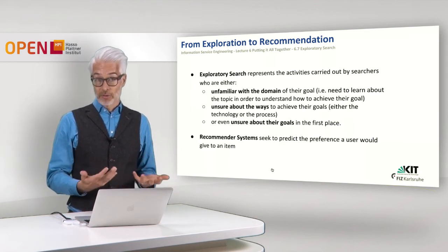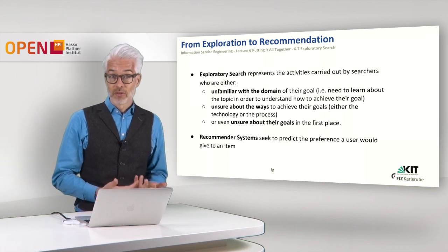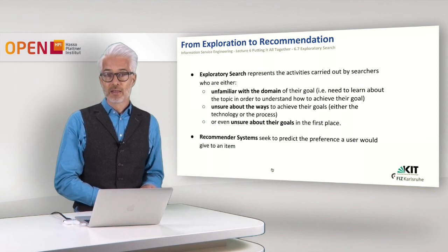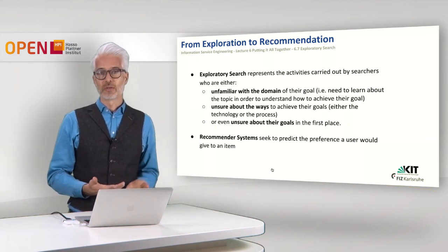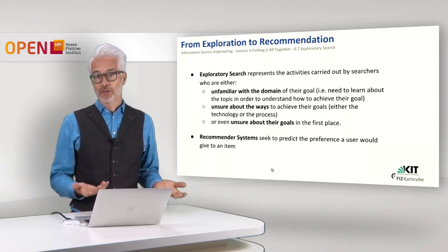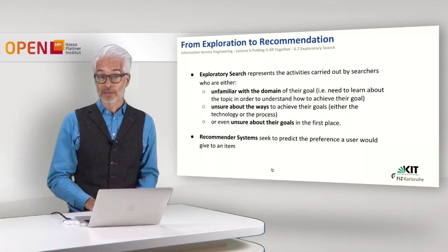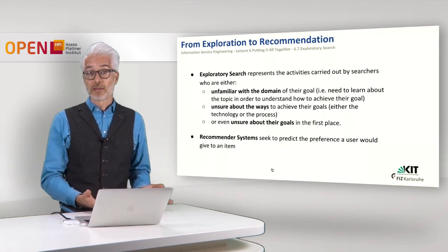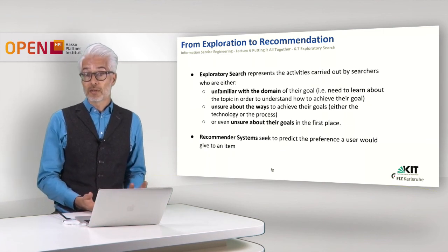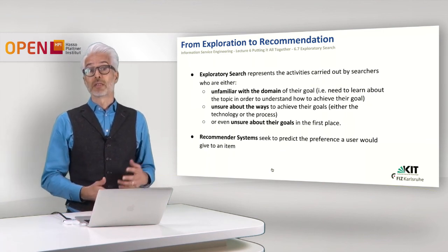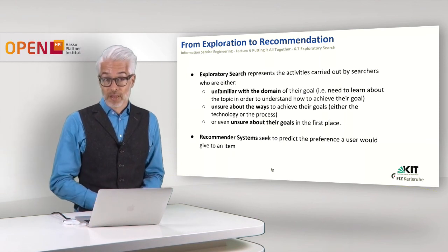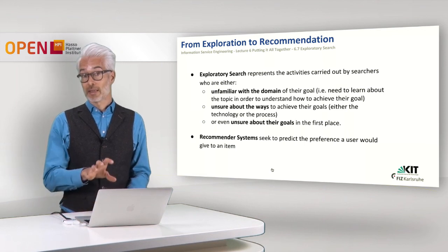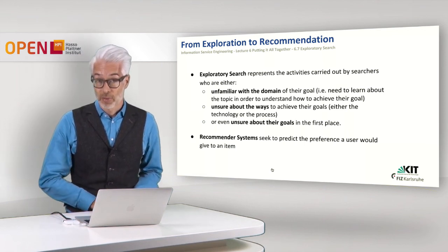So let's recapitulate. Exploratory search represents the activities carried out by a searcher who is either unfamiliar with the domain, who is unsure about the ways to achieve their goal, or who is unsure about their goals in the first place. Recommender systems are closely connected, but for recommender systems, usually they seek to predict the preferences a user would give to a specific item. And these preferences, of course, can be content related, and this is exactly where exploratory search comes into play.